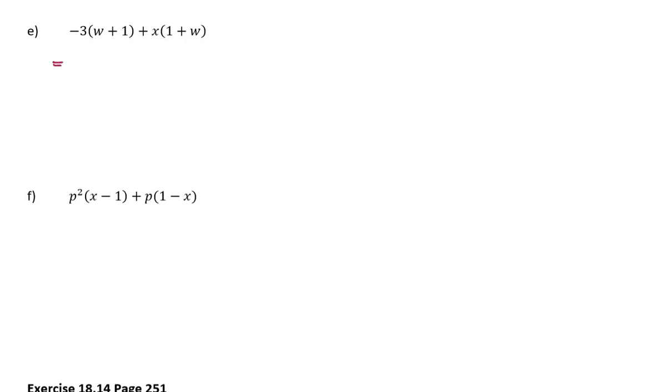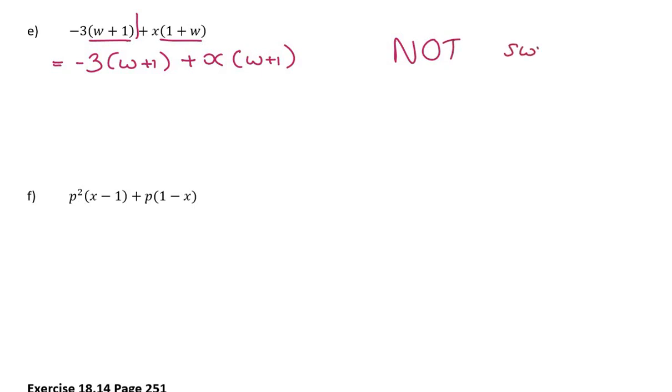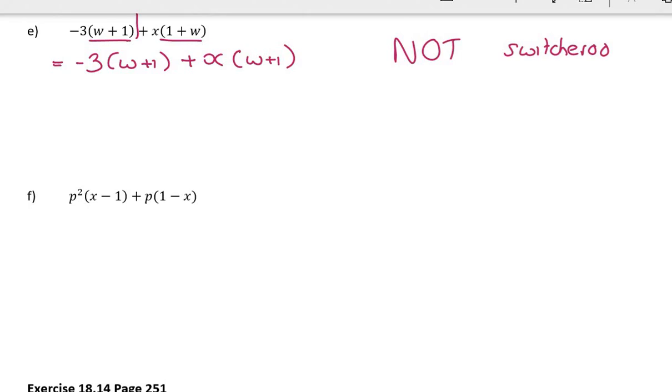Next one, two terms, w plus 1, 1 plus w. Is there a minus sign? Oh no, there isn't. There's a plus sign. Now if there's a plus sign, you are allowed to swap around that term to be w plus 1 and nothing changes. This is not the switcheroo because it's a plus sign. And in a plus sign, it doesn't matter if you swap around the two terms because it's commutative. So I'm going to take out w plus 1 as the highest common factor, and I'm left with minus 3 plus x as my left behinds.